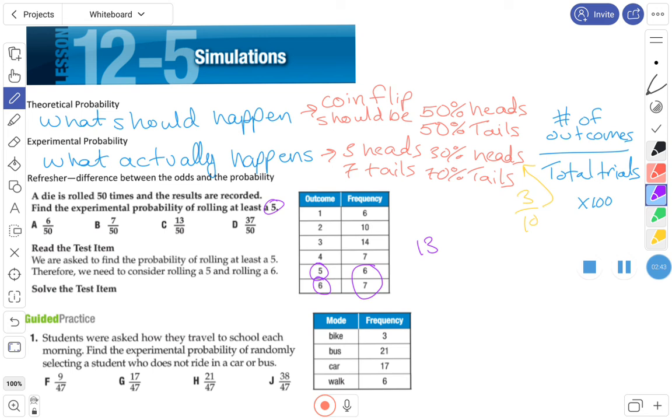So that's the total number of outcomes that we're looking for. I'm going to divide it by the total number of trials. So a little bit of quick math, grab a calculator, do whatever you got to do. It should be 50. So the answer to this one is 13/50. If I wanted that as a percent, I would just put that in my calculator and then times by 100, and it should be 26%. So the answer is C.